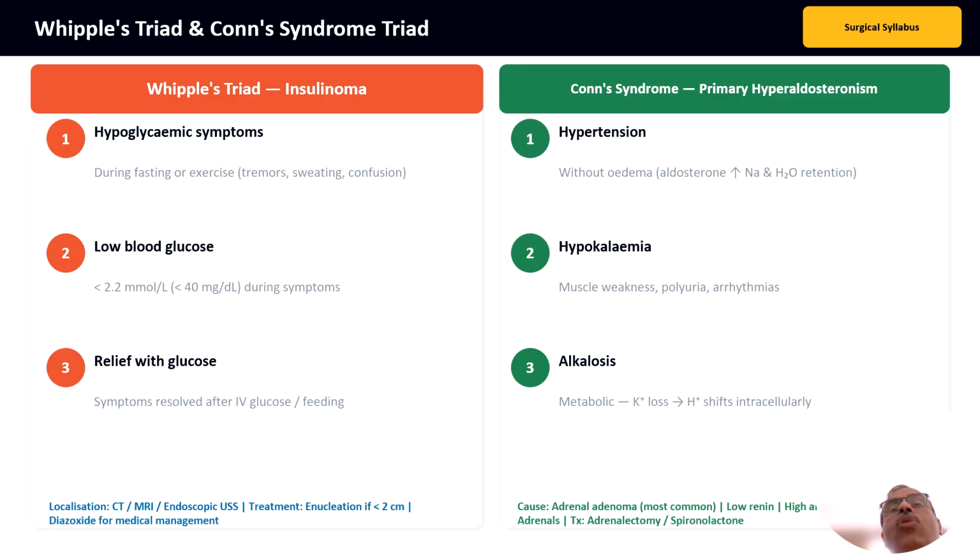Then we have Conn syndrome, also seen in primary hyperaldosteronism. Number one is hypertension without edema, hypokalemia leading to muscle weakness, polyuria and arrhythmias, and metabolic alkalosis because of potassium loss, which shifts the H plus ions intracellularly. So this is Conn syndrome seen in primary hyperaldosteronism: hypertension, hypokalemia, and alkalosis. The cause is generally an adrenal adenoma, one of the most common.